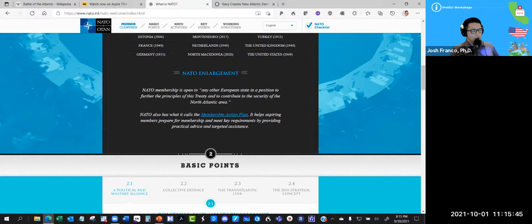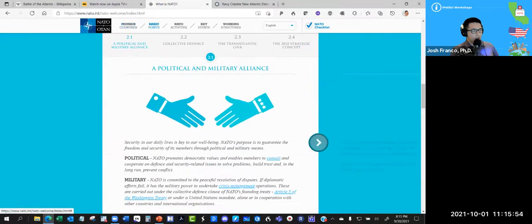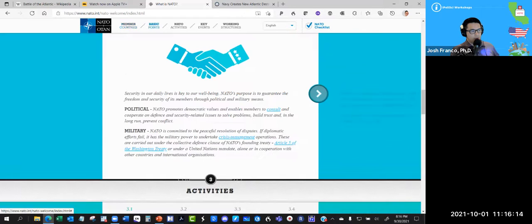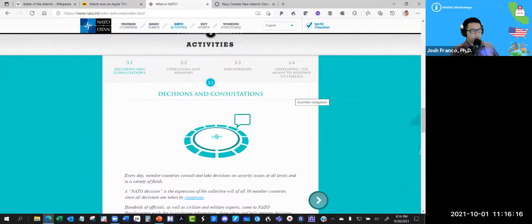NATO also has what it calls a membership action plan. It helps aspiring members prepare for membership and meet key requirements by providing practical advice and targeted assistance. And they like to point out some basic points about what NATO is. It's a political and military alliance, right? So a very clear form of cooperation. It's focused on collective defense. It's a very strong sense of a transatlantic link, obviously based on the past conflict from World War II. And then they have these strategic concepts more recently developed and then going forward.